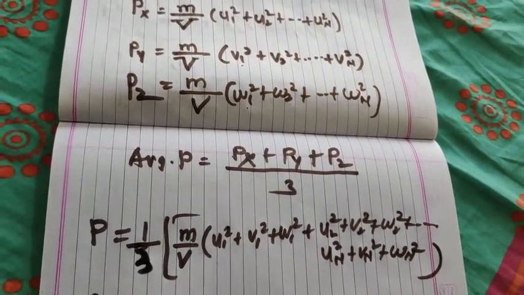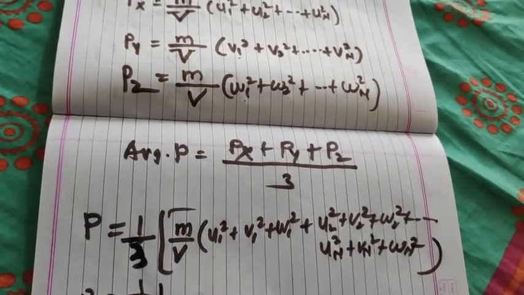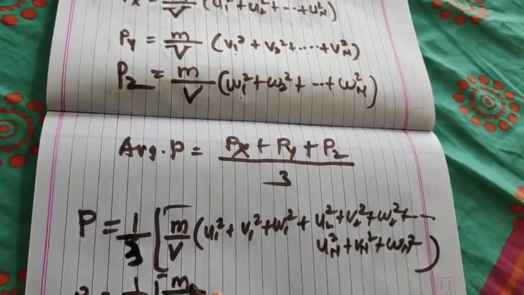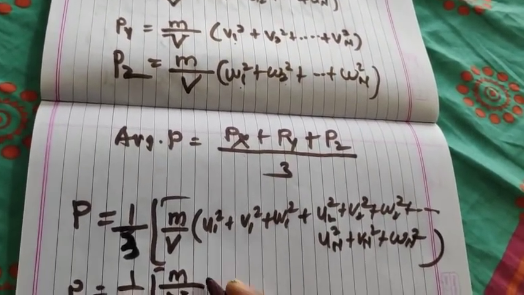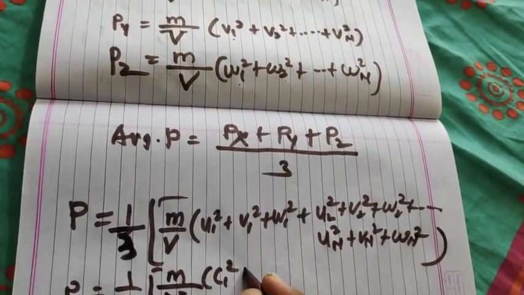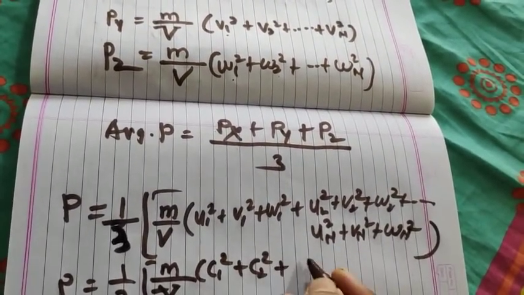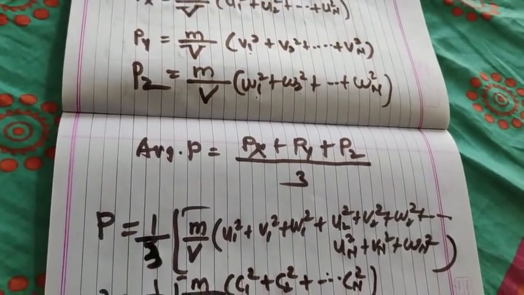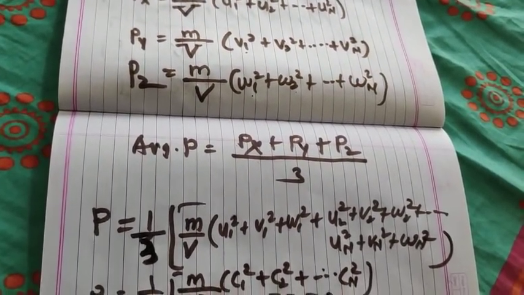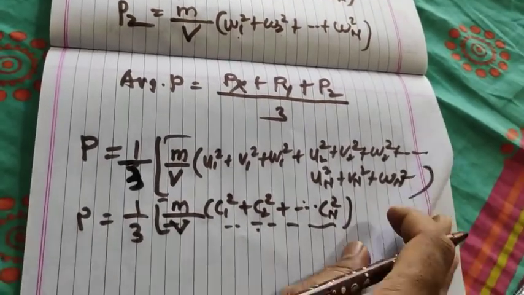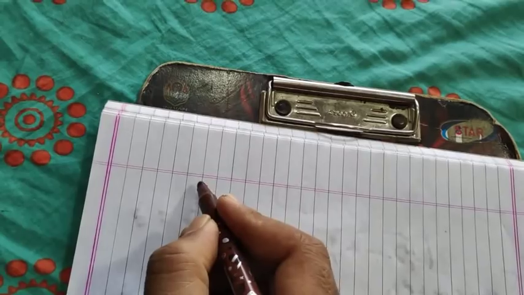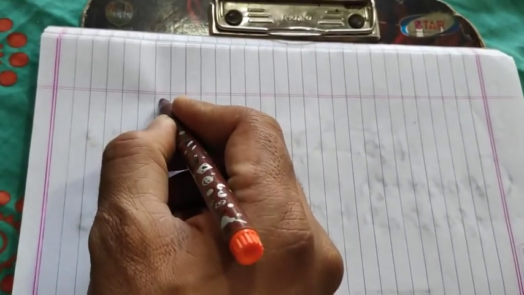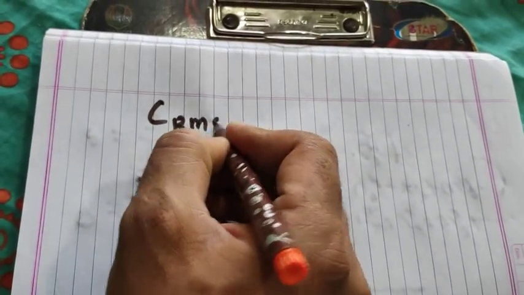This will give me pressure P as 1 by 3, again small m, the mass of each molecule, upon volume, and then we can have C1 square plus C2 square plus dot dot dot Cn square. Now here is the most important concept of root mean square velocity. Let's take another page for proper writing. We all know root mean square velocity, RMS velocity, to be C_RMS.